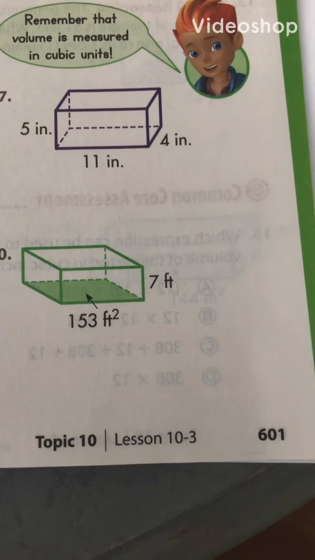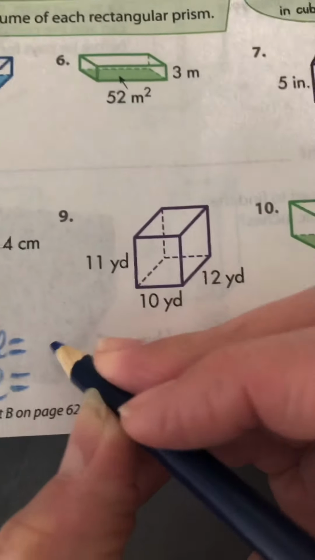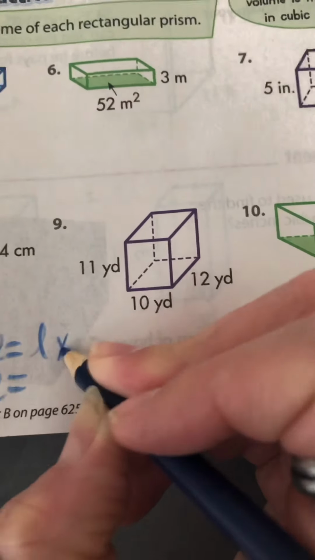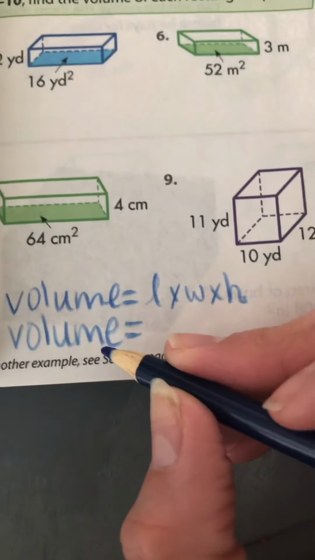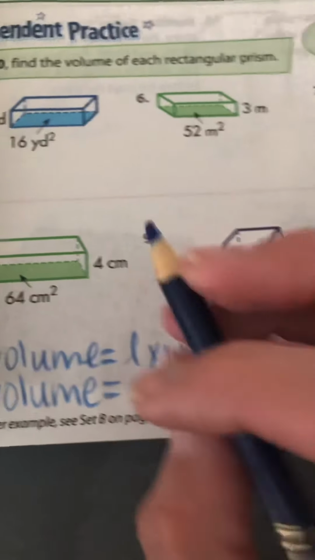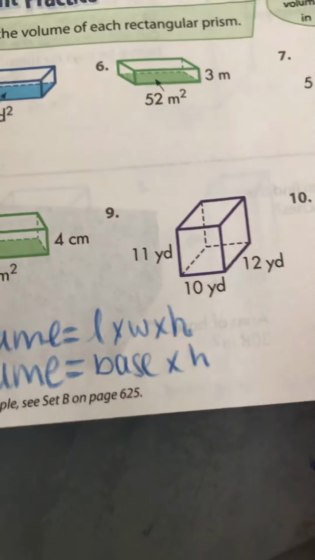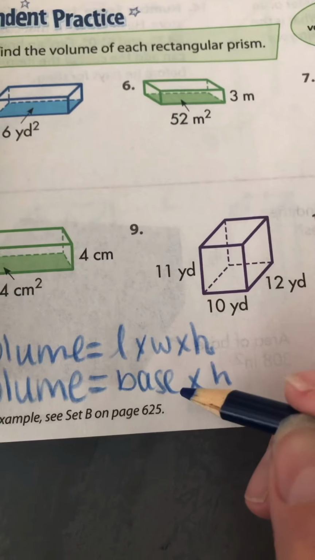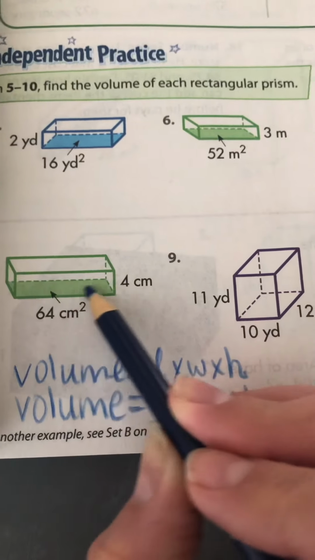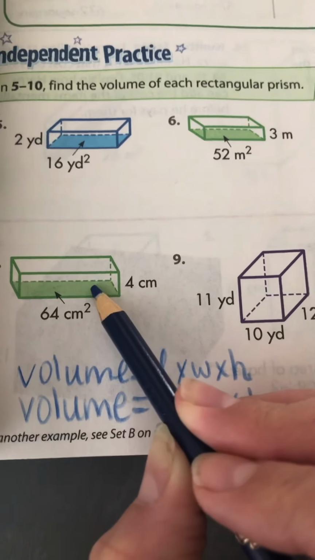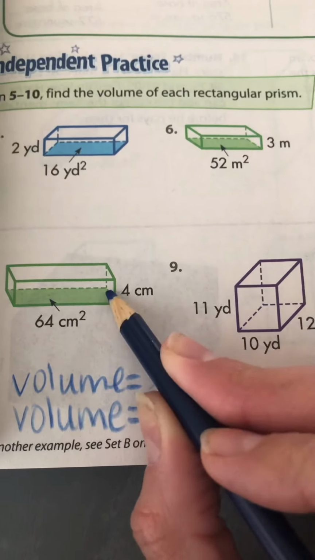I'm going to do some examples that are similar to what you're going to be doing today. We've already talked about volume being length times width times height. Today we're going to be talking about how volume is also equal to base times height. All this means is that they're calling the length and the width, like this shaded in portion, the bottom here, the base of this object. So the base is whatever the length times the width is.